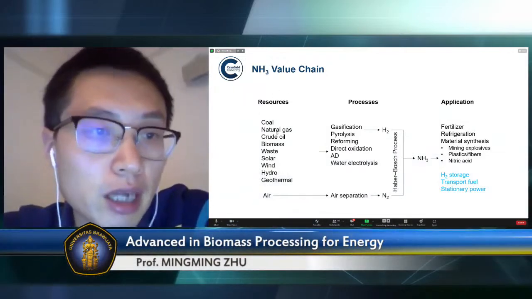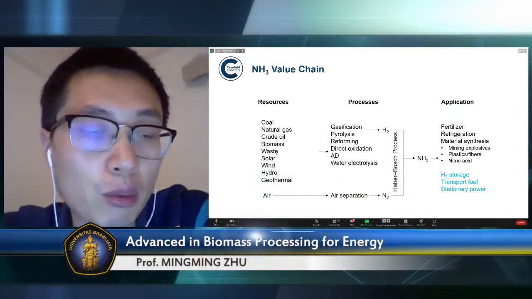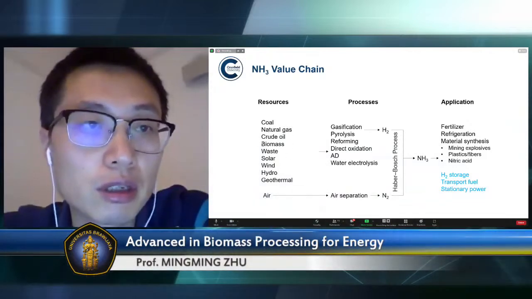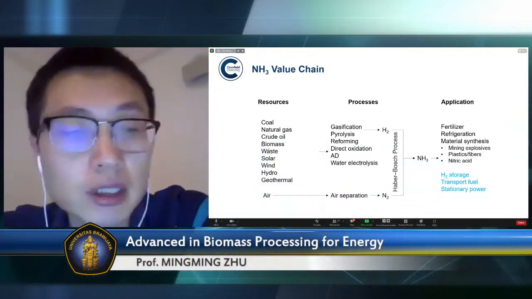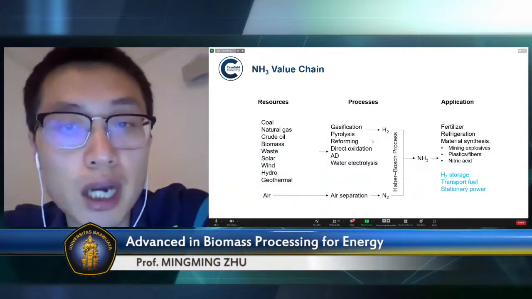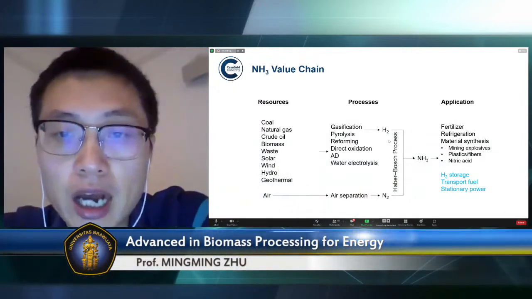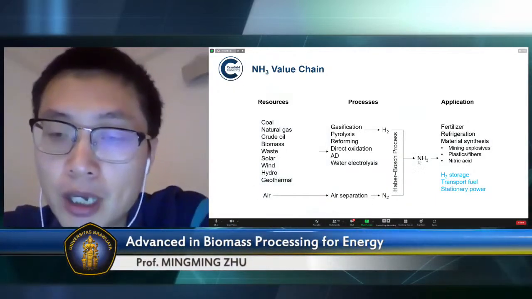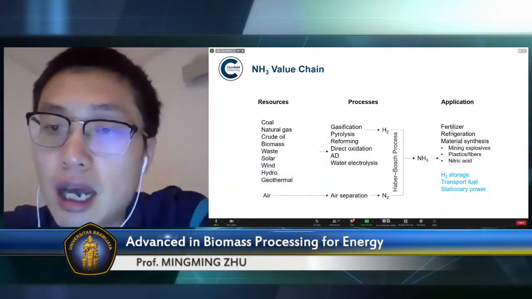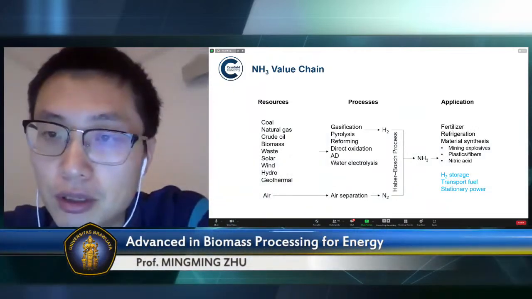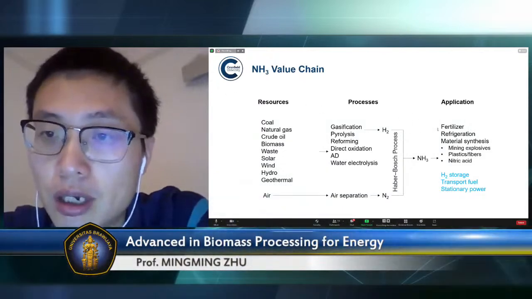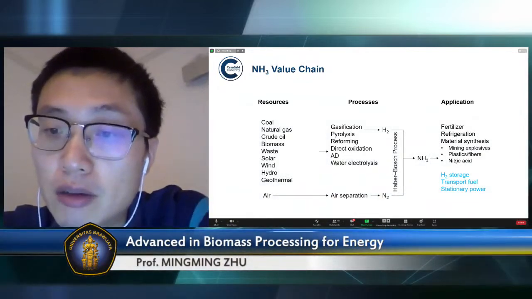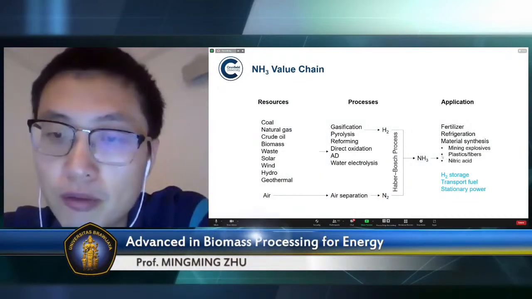So for ammonia, of course, you can use biomass or waste. At the moment, you can use natural gas as feedstock, and you go through the pyrolysis, gasification, reforming process to produce hydrogen, and the hydrogen reacts with nitrogen from air to produce ammonia. At the moment, ammonia is the largest fertilizer feedstock in agriculture, and what we are trying to do is, can we use ammonia as a fuel, a hydrogen storage and transport fuel?